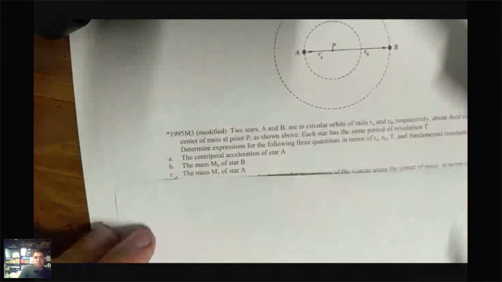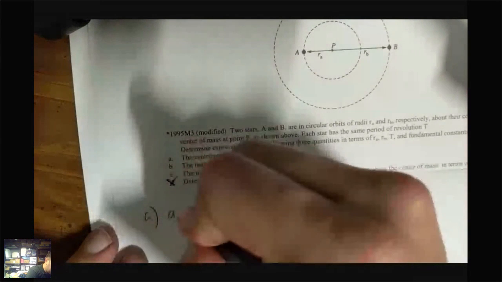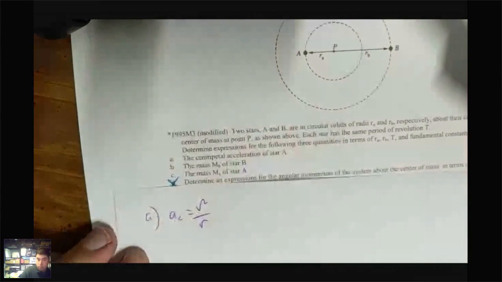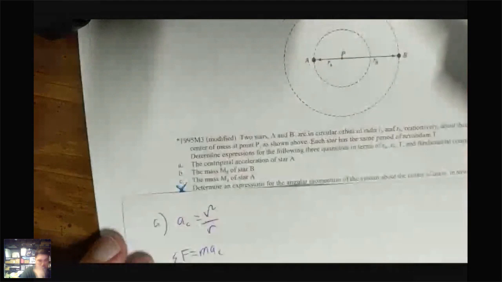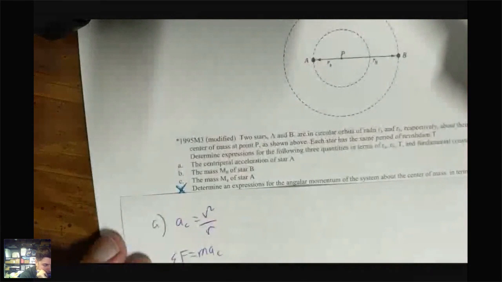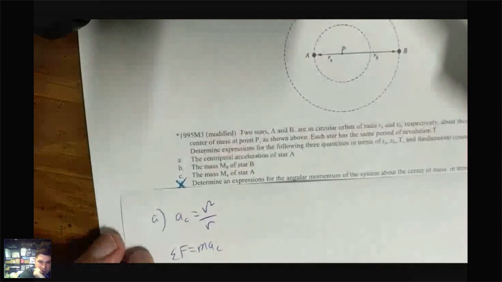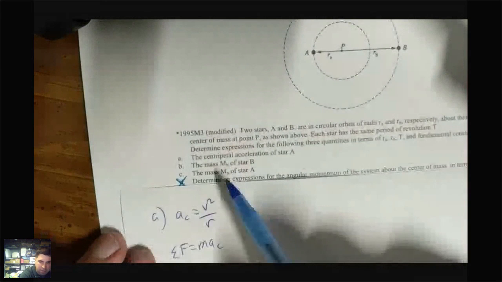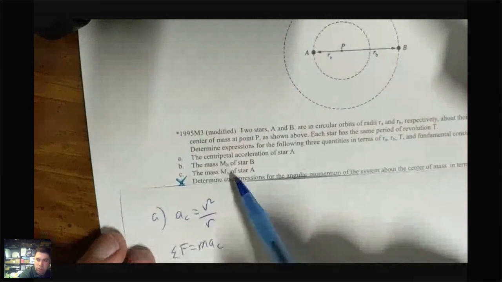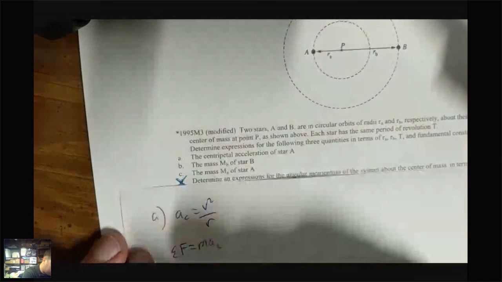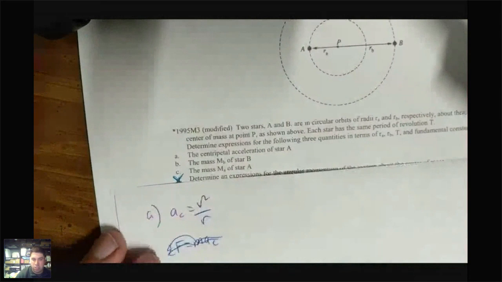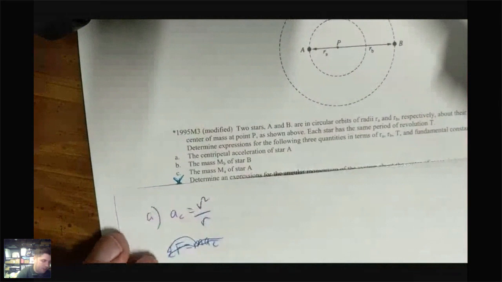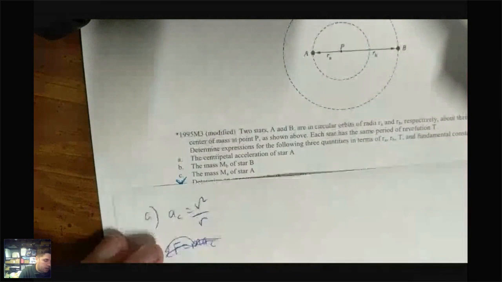Okay, so I want to find the acceleration of star A. Well, I can do acceleration two different ways. I can do acceleration with a_c equals v squared over r, because that's one way to do it. Or I can do it with sum of the forces equals m a_c. And looking at what I have to do here, the fact that they're asking us to find the mass of B and the mass of A as later parts of this question tells me that, yes, while I could do F equals ma, that is probably not the best way to do this question. They also didn't mention anything in the question about masses or forces or stuff like that. So I'm going to start with a_c equals v squared over r.